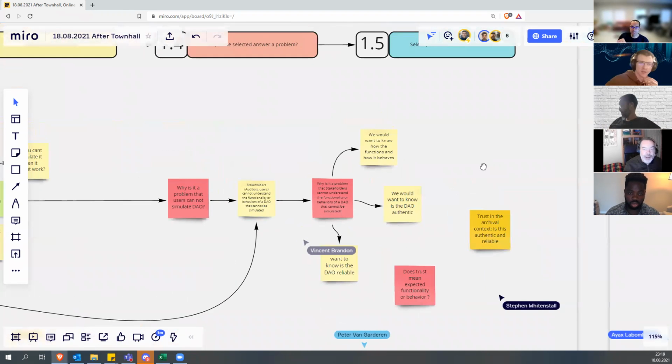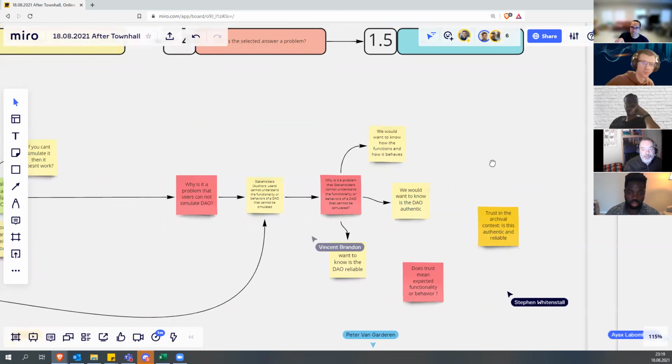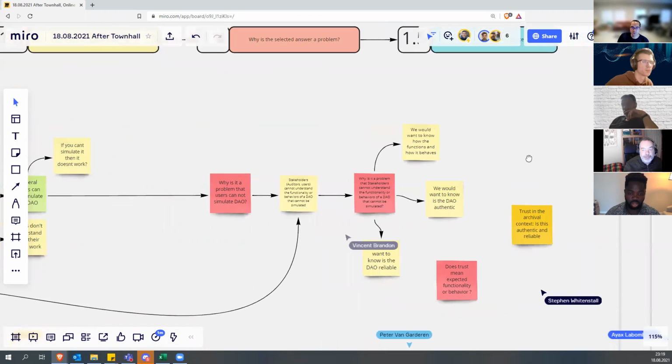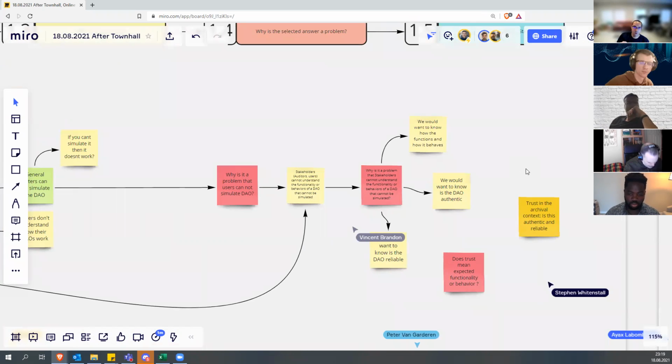I think this goes back to simulation. I think this kind of goes back to simulation, Stephen, especially if you're talking about continuous integration running tests, right? One of the problems with DAOs right now is that they're multi-repo.